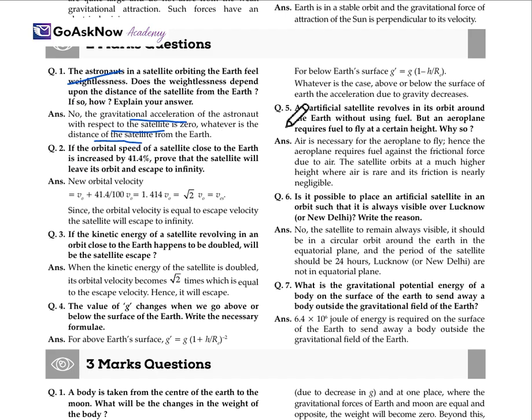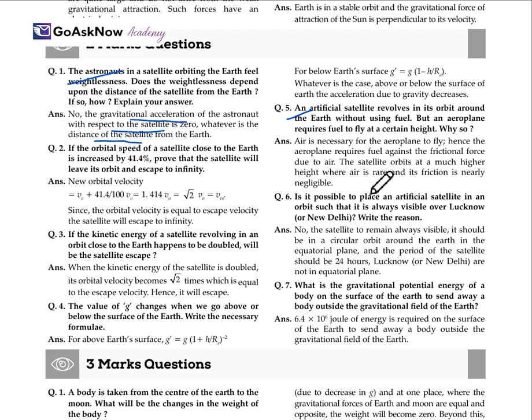An artificial satellite revolves in its orbit around the Earth without using fuel. But an aeroplane requires fuel to fly at a certain height. Why? Air is necessary for an aeroplane to fly. Hence, the aeroplane requires fuel against the friction force due to the air. And the satellite orbits at a much higher height where the air is rare and its friction is nearly negligible.